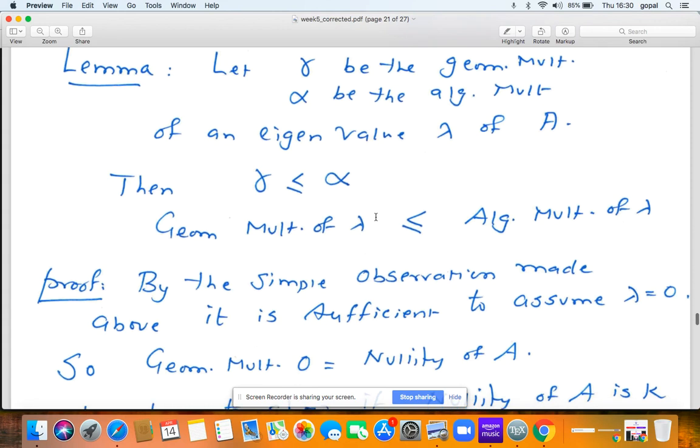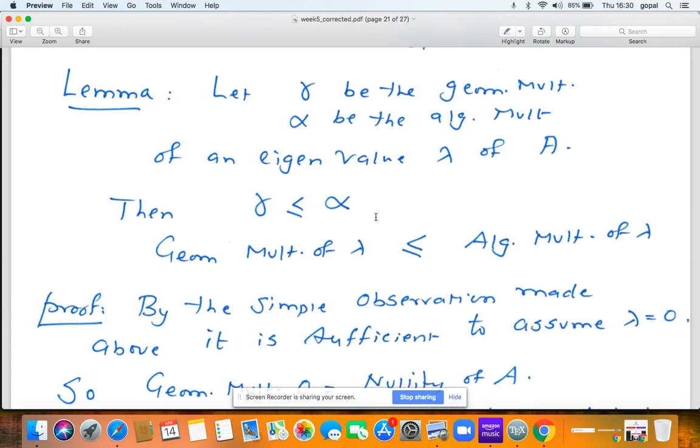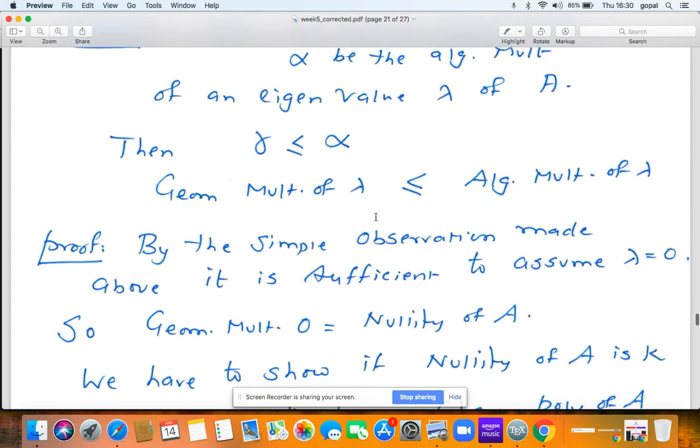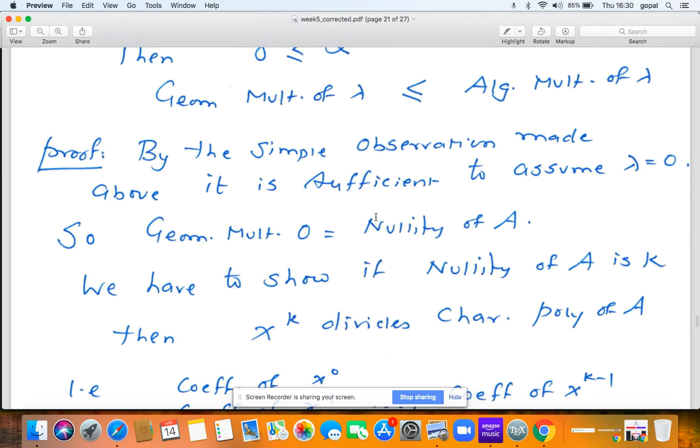Okay, so let's continue with our discussion on geometric and algebraic multiplicity. Let's prove a lemma. If gamma is the geometric multiplicity of A and alpha is the algebraic multiplicity of A, then gamma is less than or equal to alpha. The geometric multiplicity of an eigenvalue is always less than or equal to the algebraic multiplicity of an eigenvalue.